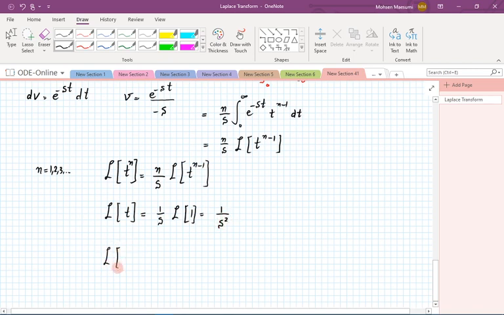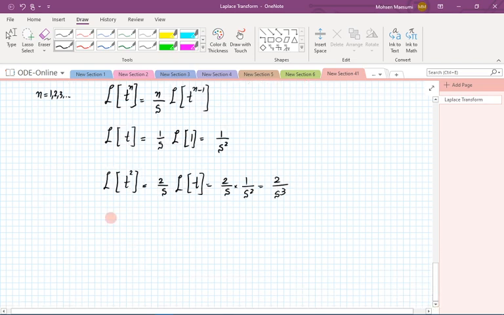Let's try another one. Suppose I want the Laplace transform of t squared. This formula tells me that is 2 over s times the Laplace transform of t. But the Laplace transform of t, I just found it. So that is 2 over s times 1 over s squared. So it becomes 2 over s cubed.